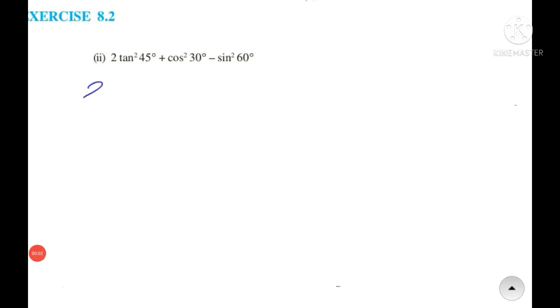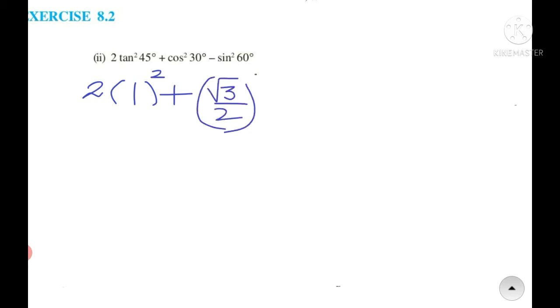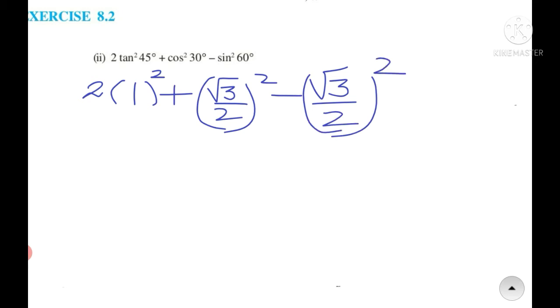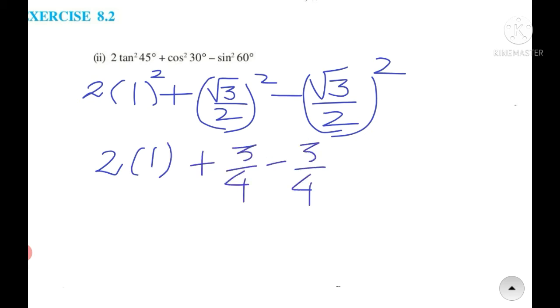Let's put the values. I get 2 into tangent square 45. We know that tangent 45 is 1. So tangent square 45 will be 1 square. Plus cos square 30. Now cos 30 is root 3 by 2. So cos square 30 will be root 3 by 2 whole square. Minus sine square 60. Sine 60 is also root 3 by 2. So again root 3 by 2 whole square. This gives me 2 into 1. You can omit this step. Plus 3 by 4 minus 3 by 4. And you can simply cancel it out. No need to take the LCM all over again. So 2 is the answer. I hope you understand this.